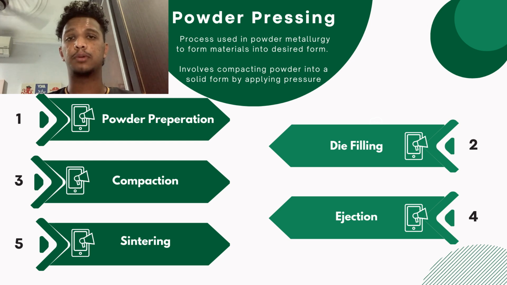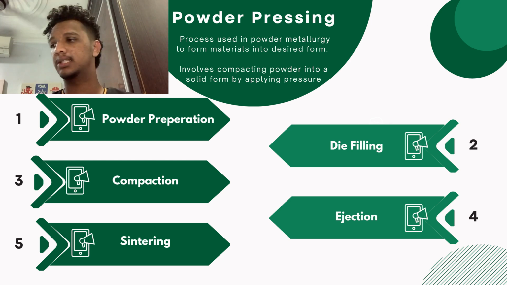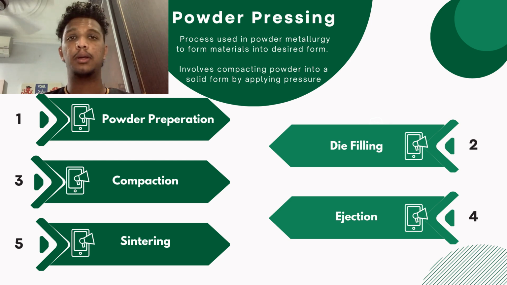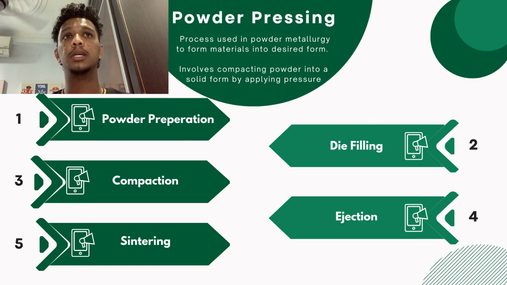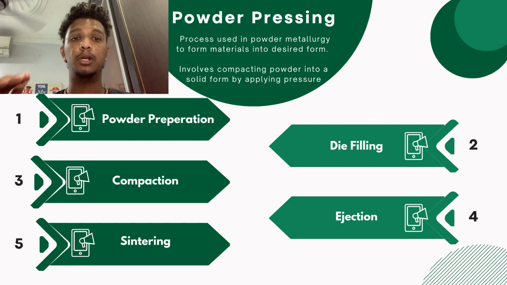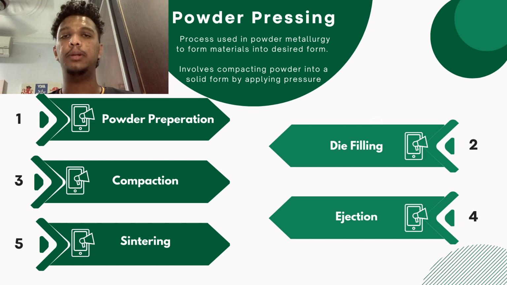This is a process that uses powder metallurgy, using pressure to form materials such as metals and composites into our desired form. The process starts with powder preparation, where the materials must be in powder form, and die filling. The third is compaction, where we apply the pressure, then ejection, and also sintering. Sintering is where we heat up to below the melting point so the material can bond together.